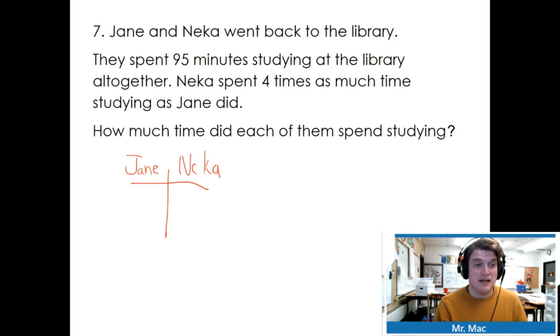So Nika spends 4 times as much time studying as Jane did. So if Jane spent 1 minute studying, Nika will have spent 4. If Jane spent 2 minutes, Nika will spend 8. The other piece of information we're given is that altogether they spent 95 minutes. So if we add the time they've spent together for these first 2, you get 5, and then you get 10.